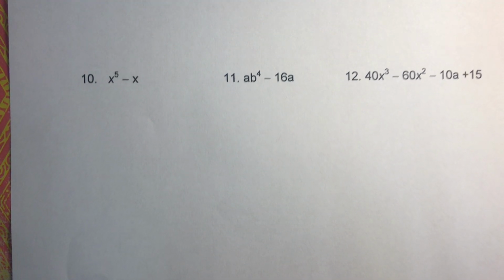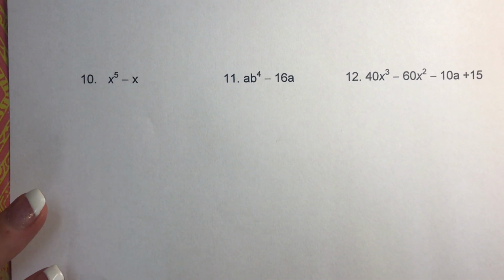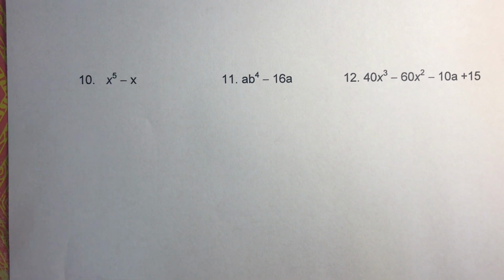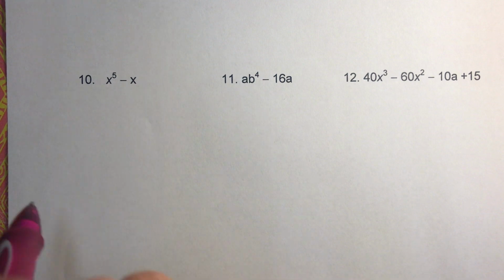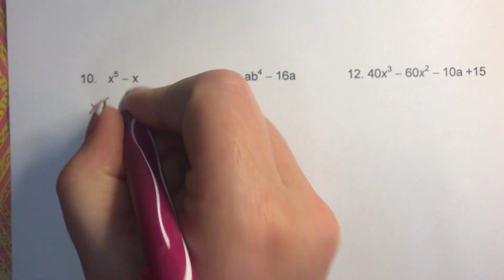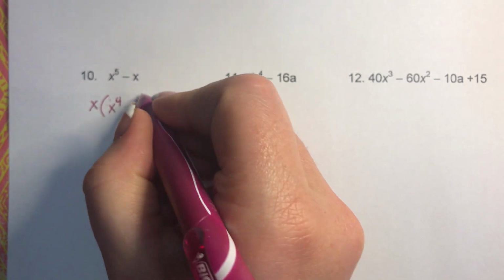Okay, we're back. Let's see how you did on 10. These ones are so fun. Okay, these ones are a little bit more challenging. So we are looking for greatest common factor first. And yes, the greatest common factor is x. You should have factored that out. That would have left us with x to the 4th minus 1.